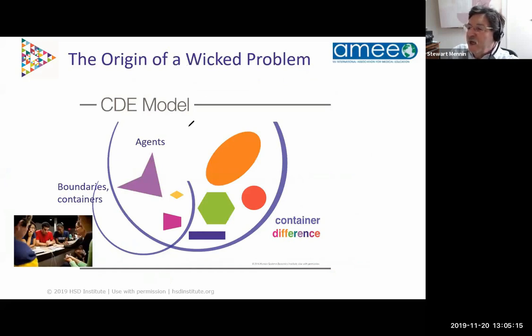So wicked problems originate through several conditions. They originate by interactions of agents. Agents is a computerized term. It could be people. So they're represented by geometric shapes and colors. Here's an agent, here's an agent, here's an agent. All these agents then, orange, green, purple, etc. These are agents.